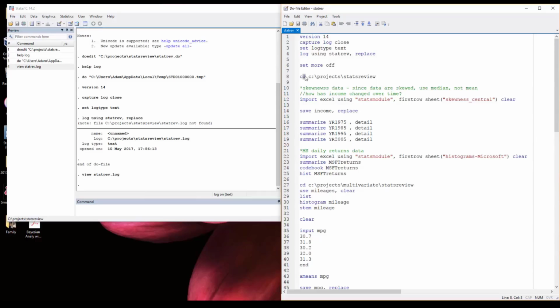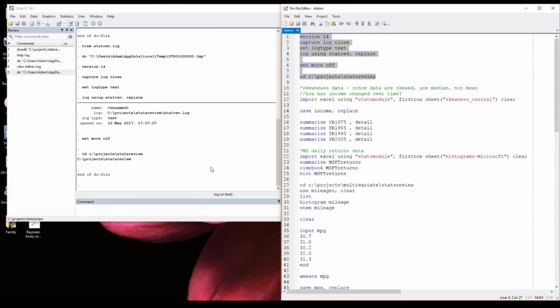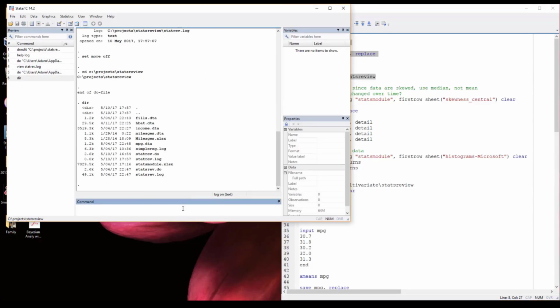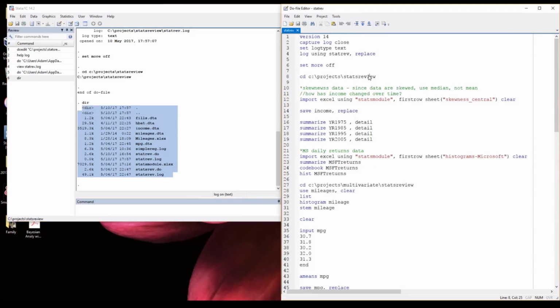This is a command to change directories. That just says go to a different folder, and the folder that I want my computer to work from is on the C drive under the projects folder, and it's the stats review folder. So if I run that, and if I type in directory into the command prompt, we can enter commands here. I can see all of the files that are in this folder. And again, if you're taking one of my data analytics oriented classes, you probably have a folder that contains all of these files.